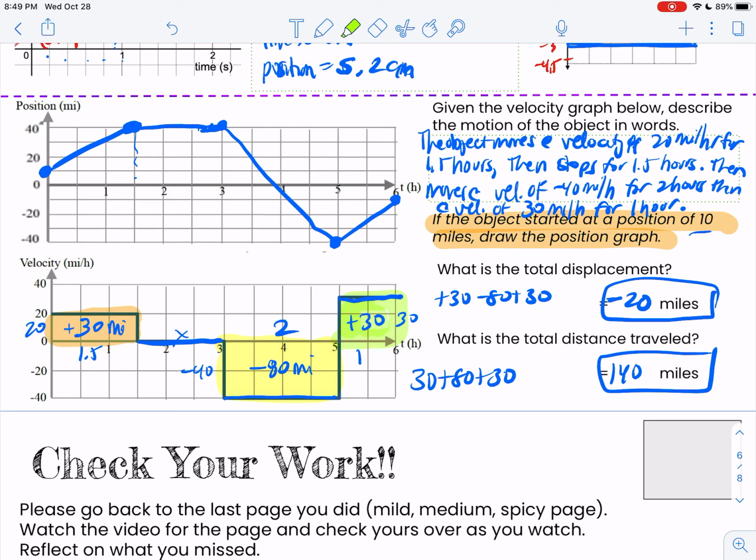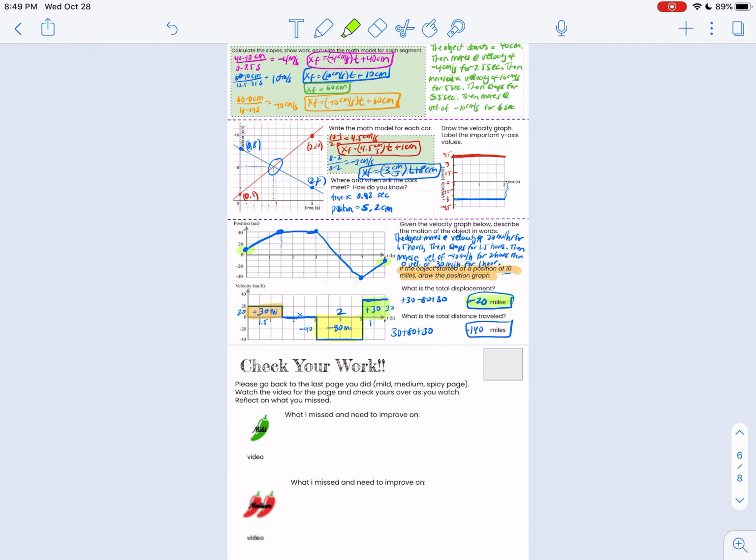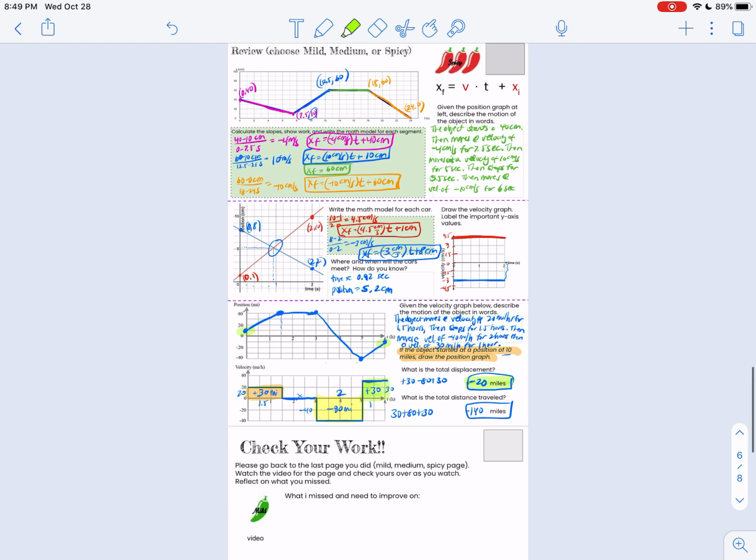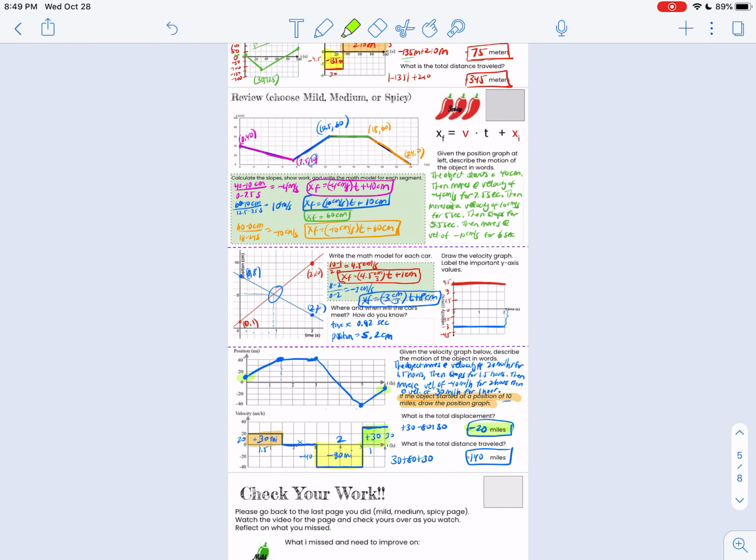Okay, so total, right, do you see from here to here, the total displacement is negative 20. It went from 10 to negative 10. Okay, this page is easier than the medium. I think I'm just going to ditch out the medium page. This is going to be fine for them. This is a good medium page. Okay, so this is the medium / spicy page.